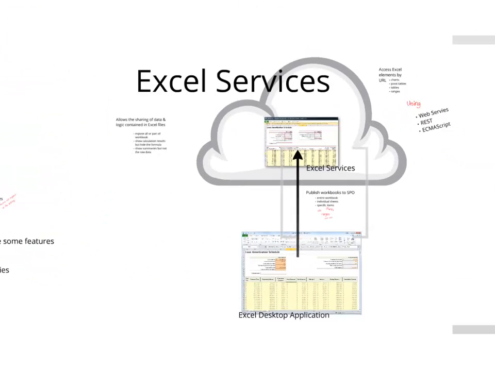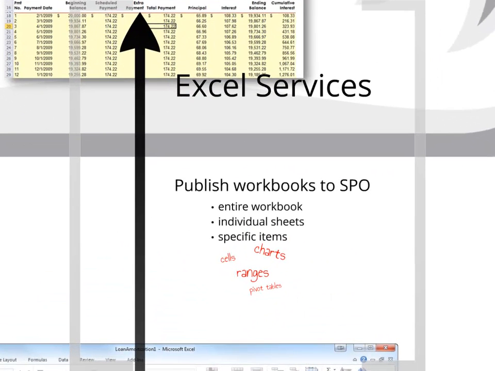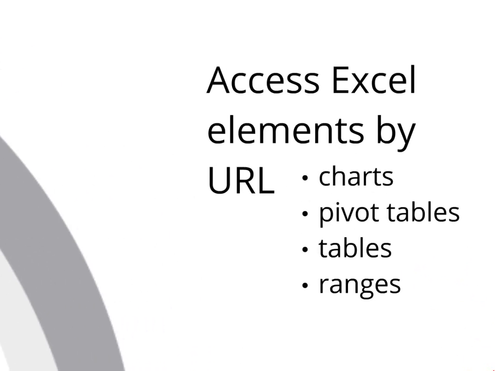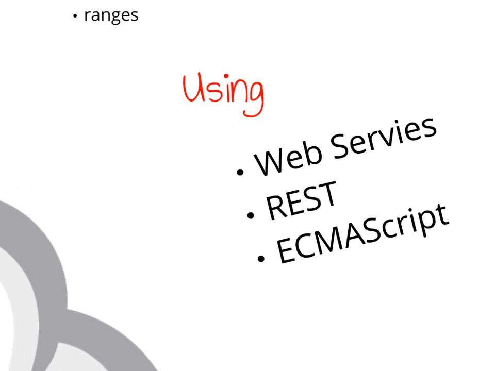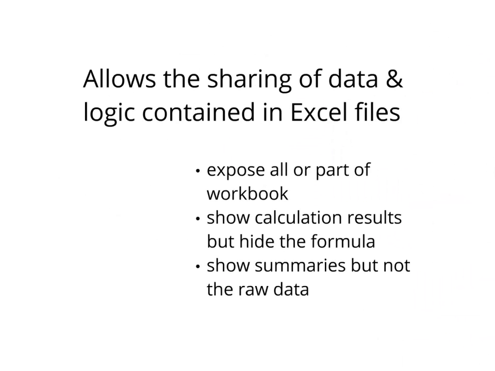Excel services work in a similar manner. You can take an Excel file and publish it to Excel services in SharePoint Online. You can publish either the entire workbook, individual worksheets, or specific items. Once in the cloud, you can access Excel elements by their URL, and you do this using web services, REST, or ECMAScript. Excel services allows for the sharing of data and logic contained in the Excel files. You can expose all or part of a workbook, you can show calculation results but hide the formula, and you can show summaries but not the raw data.